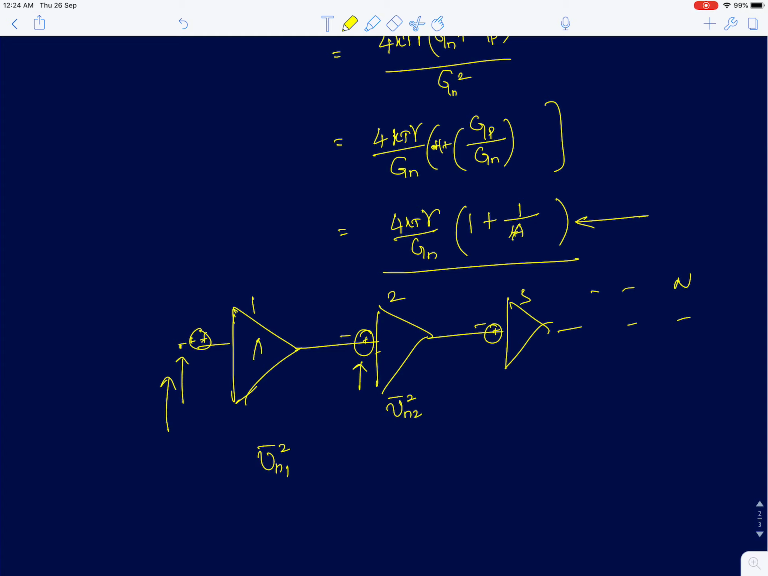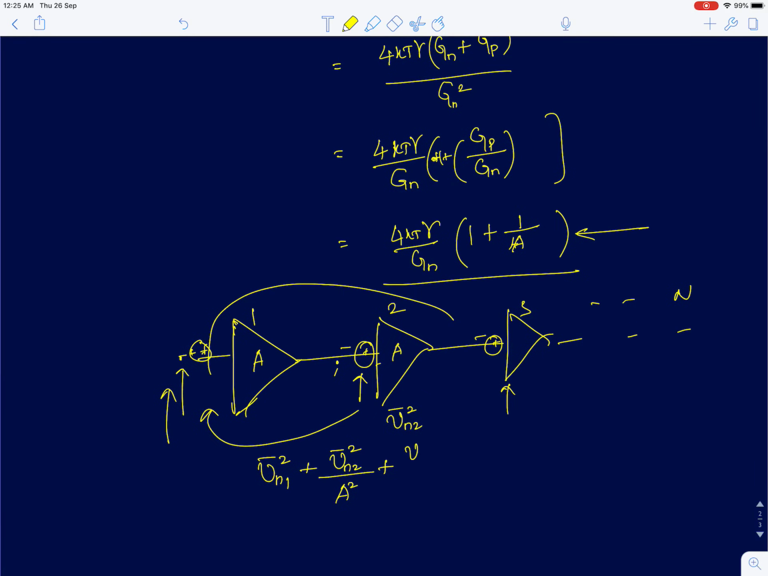Now when I refer it to the input, it's going to get divided by the first stage's gain. So it will be Vn2 square by A square. And similarly for the third stage, it's going to be referred by A power 4, because I have to refer it twice. I have to refer it first to the second amplifier's input and then back to the first amplifier's input. So I'll have Vn3 square by A power 4 and so on.